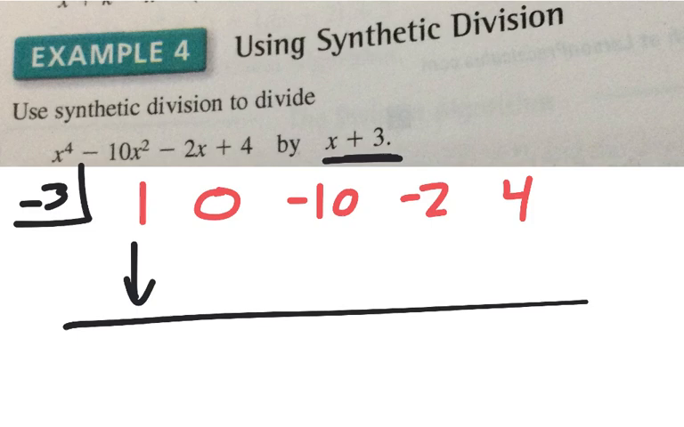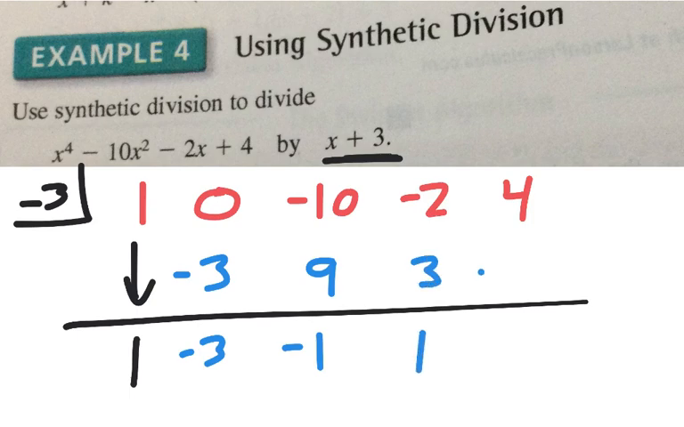Now we bring down the leading term. Then we multiply. 1 times negative 3 is negative 3. And then we combine. Negative 3. Then we multiply. 9. Then we combine. Multiply. Combine. Multiply, combine.